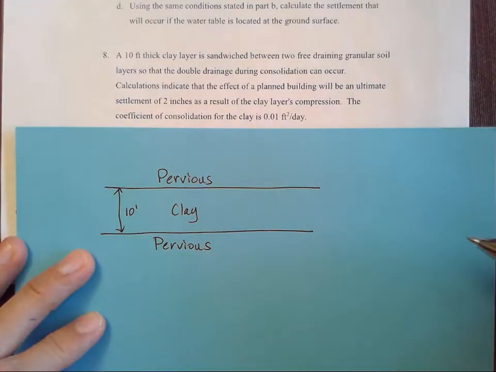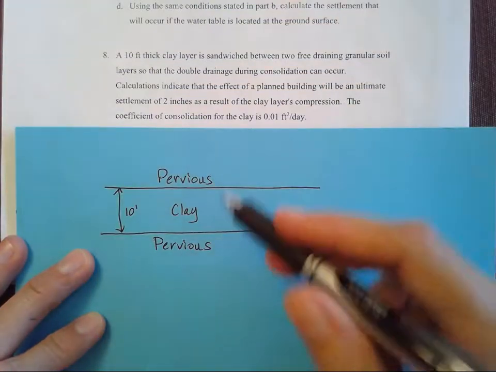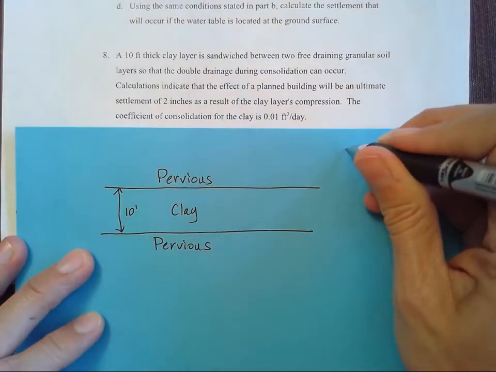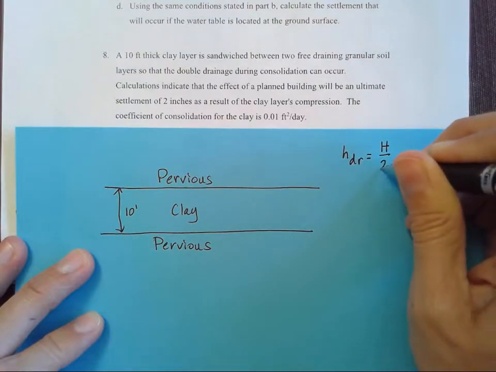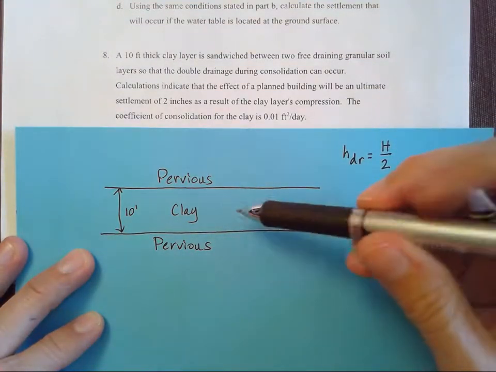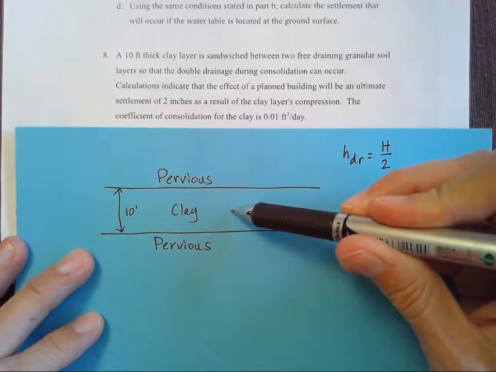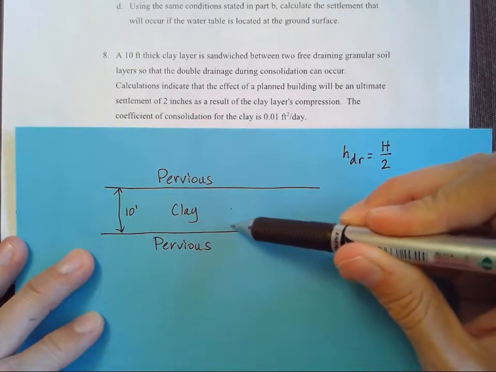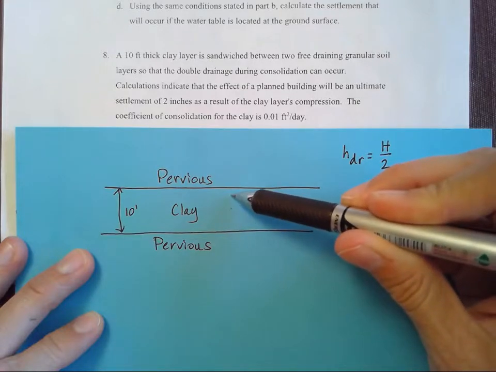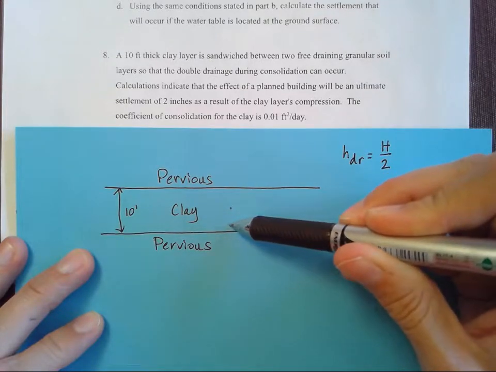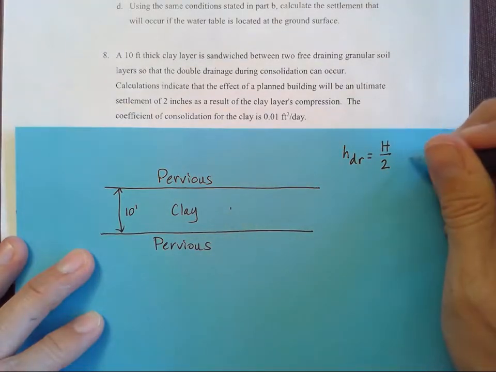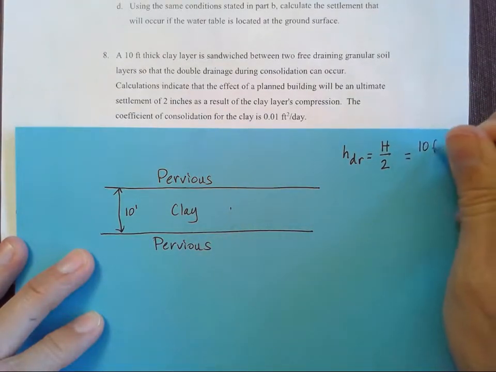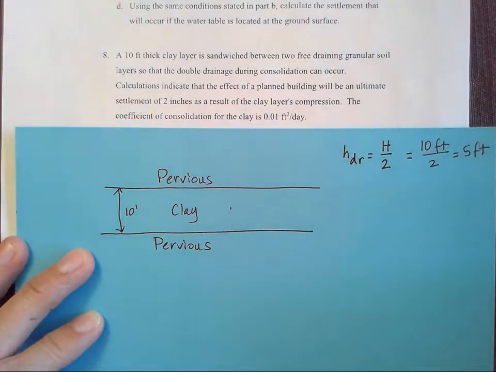So I'm just going to go ahead and write some of this information down before I go ahead into solving it. So I already talked about that my drainage height here is going to be the thickness of the clay layer divided by 2, because the shortest path for any water is going to be getting halfway through there. Okay, the longest path would just be halfway through that height. It's always going to be that or less to escape from there. So in this case, that's just 10 feet divided by 2. So my HDR here is going to be 5 feet.